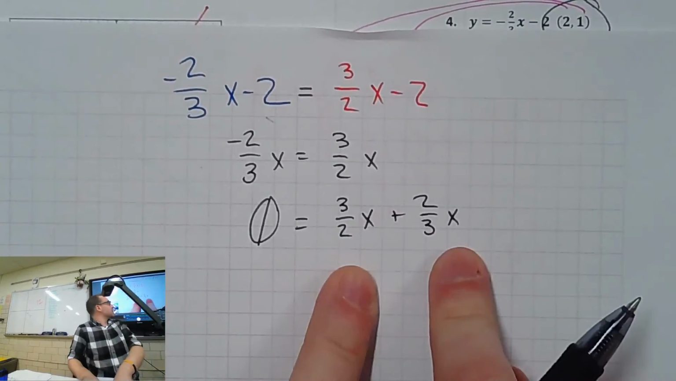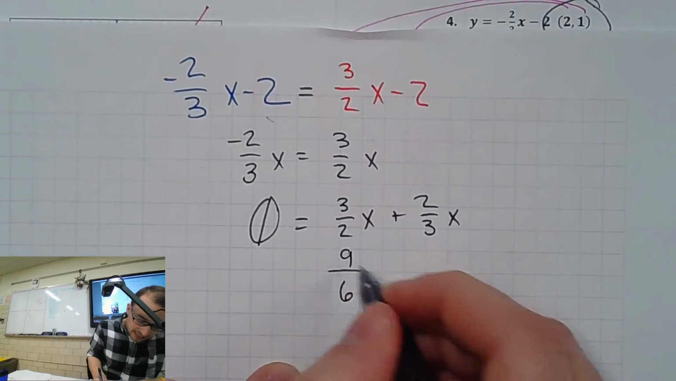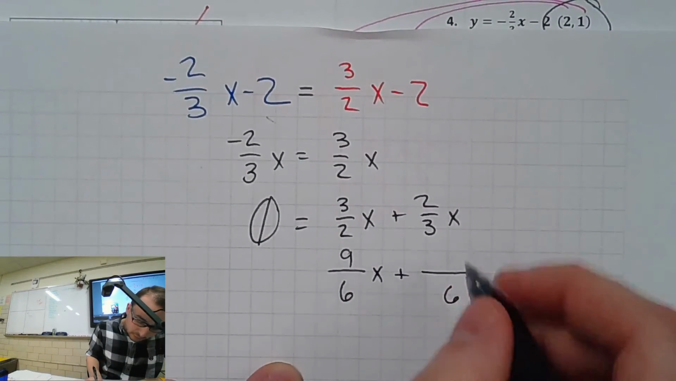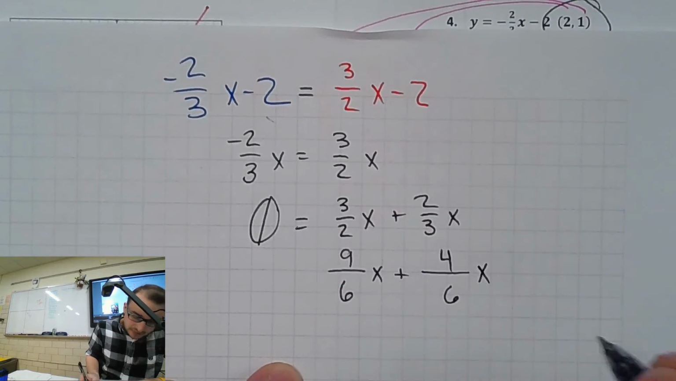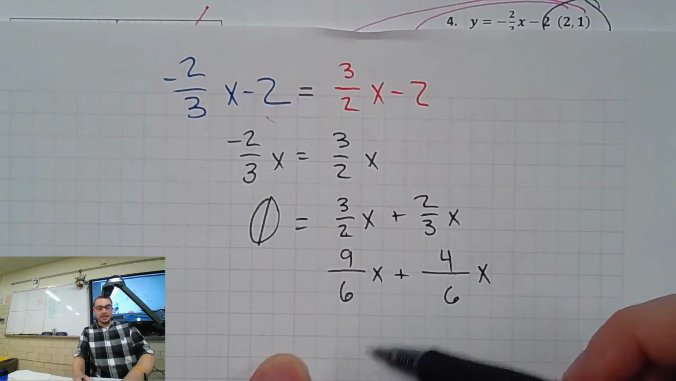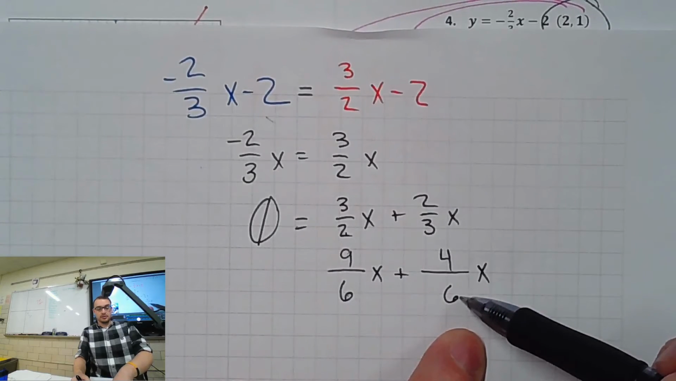We can combine these x's. We just need common denominators. 3 halves is the same thing as 9 sixths. And 2/3 is the same thing as 4 sixths. How did I do that? Times by 3 to the top and the bottom. That gets me the 6. Times by 2 to the top and the bottom. That gets me the 6.